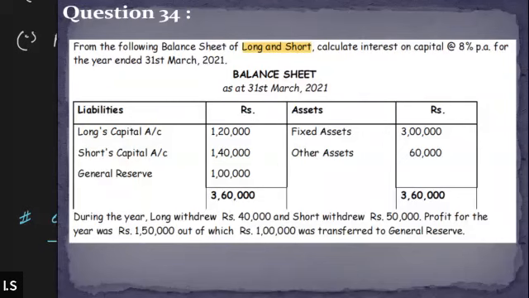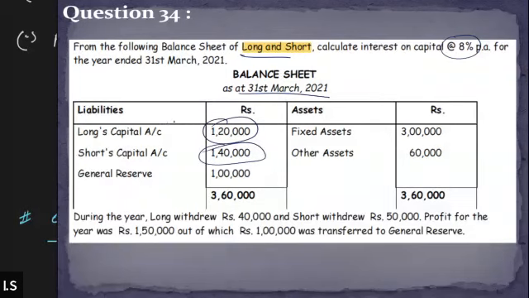See, let me explain it. There are two partners, Long and Short, right? Their interest on capital is 8% per annum. Balance sheet for the year is given. Everything in the balance sheet is not relevant for us. Only the capital balance is relevant. We have 120,000 capital balance for Long, and Short's capital balance is 140,000.